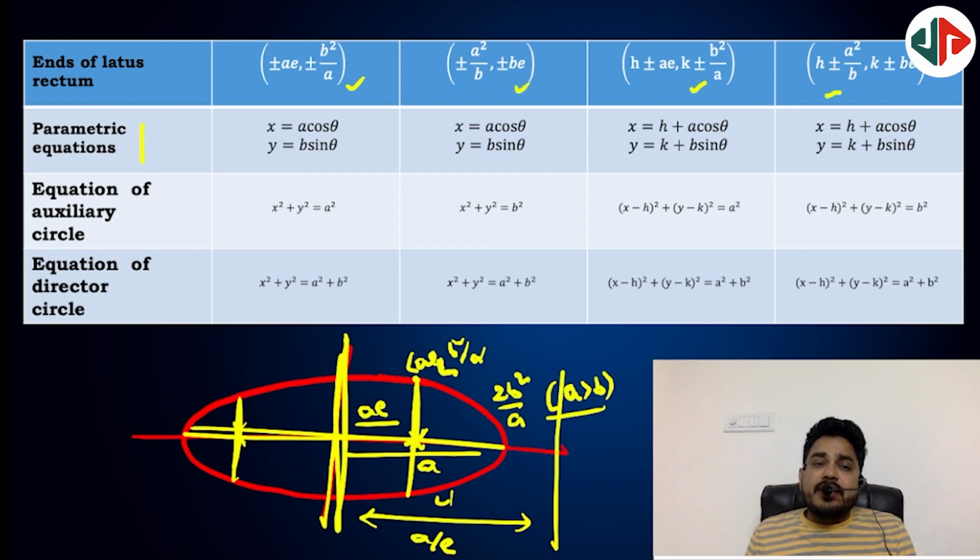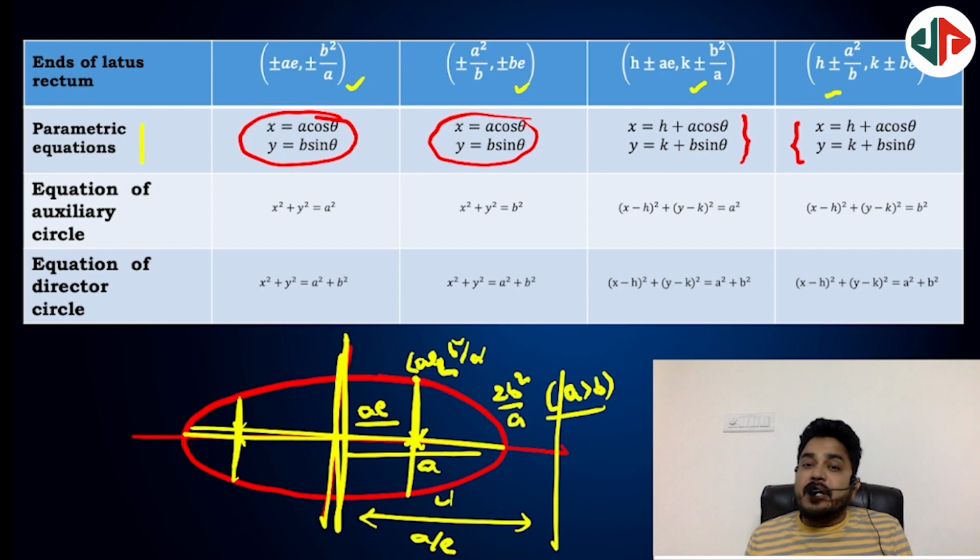The parametric form: x square by a square plus y square by b square is equal to 1, so x is equal to a cos theta, y is equal to b sin theta. In this case also we'll take the same. But in this case the center is not at the origin, the center is at h comma k. So we are going to add: h plus a cos theta, k plus b sin theta here also.